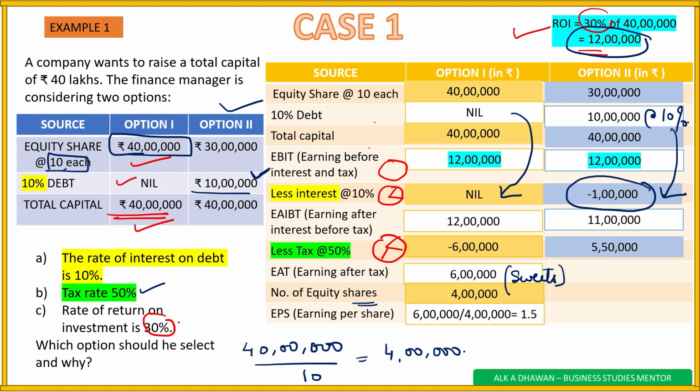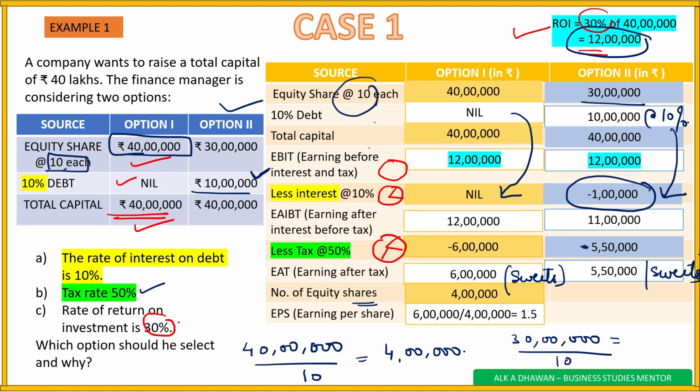Now we'll be deducting 50% tax from here, which is 5 lakh 50,000 or 50% of 11 lakh, and we are left with 5 lakh 50,000, which is again our EBT. Now what is the number of shareholders here in this case? The company has a share capital of 30 lakh and the face value of each share is rupees 10. So the number of shares is going to be 3 lakhs in this case, and the earning per share is going to be 1.83.